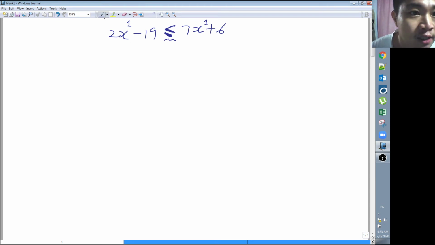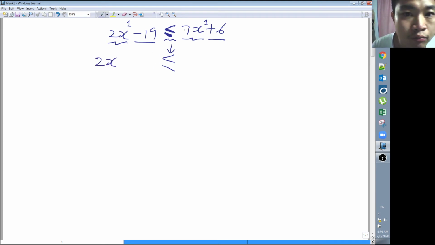So first thing first, group. Identify similar terms. This minus 19 is similar to plus 6. So your job is to group similar terms together. Copy the unequal sign below, and it really depends how you want to group similar terms. I would like to group the similar terms this way.